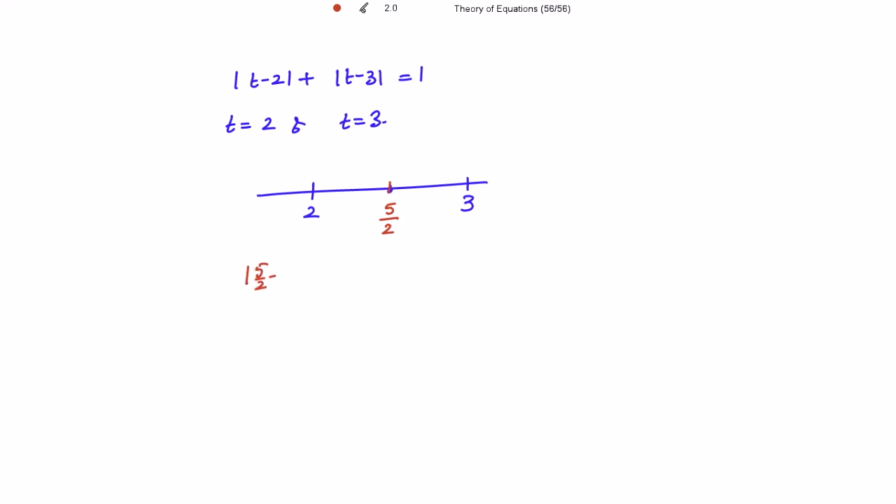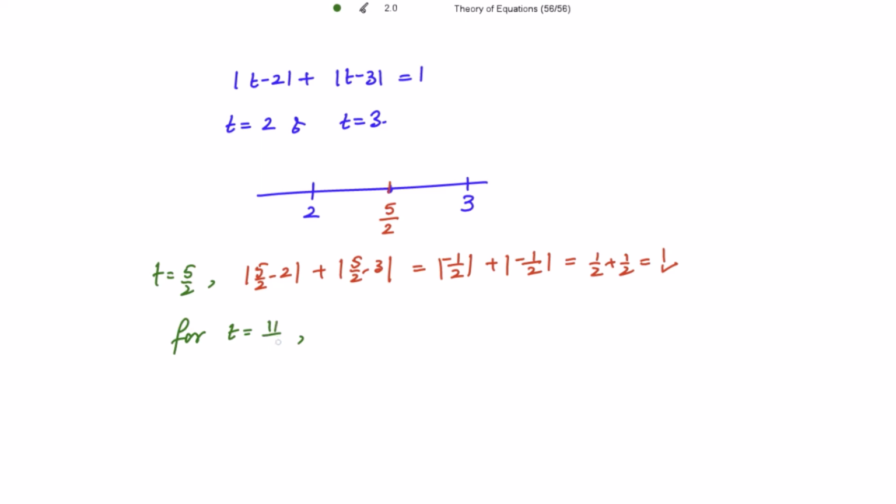Is 5 divided by 2 minus 2 plus 5 divided by 2 minus 3. So this gives negative 1 divided by 2, the absolute value, plus negative 1 divided by 2. So that is equal to 1/2 plus 1/2, which is equal to 1. Again we are getting 1. So that means 5 divided by 2 is also satisfying this equation.